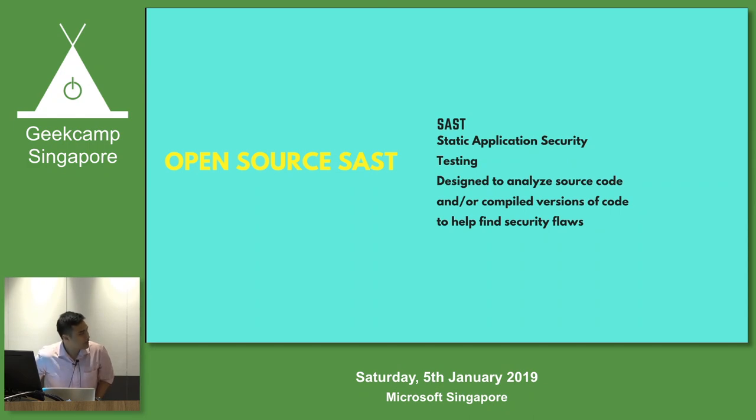Okay, now let's consider we don't care about security at all, and I will talk about open source static application security testing. It's designed to analyze source code and/or compiled versions of code to help find security flaws. So it will scan our code, and it can point out which code has a security issue. Since it's open source, it has some limitations, but we'll talk about it later.